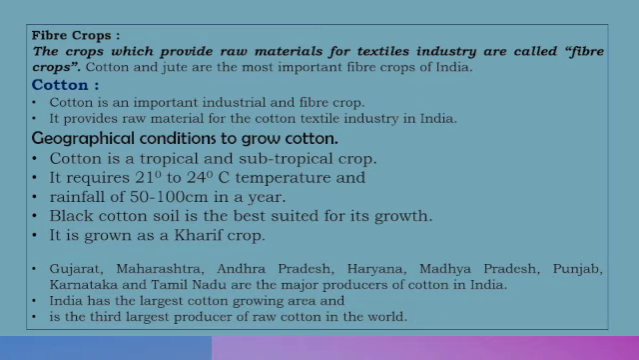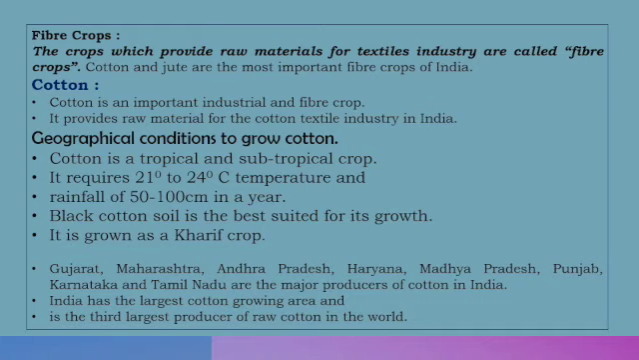Cotton. Cotton is an important industrial and fiber crop. Cotton provides not only fiber, it also provides raw material to industries. Therefore, it is an important industrial crop and a fiber crop, because it provides raw material for the cotton textile industries in India.